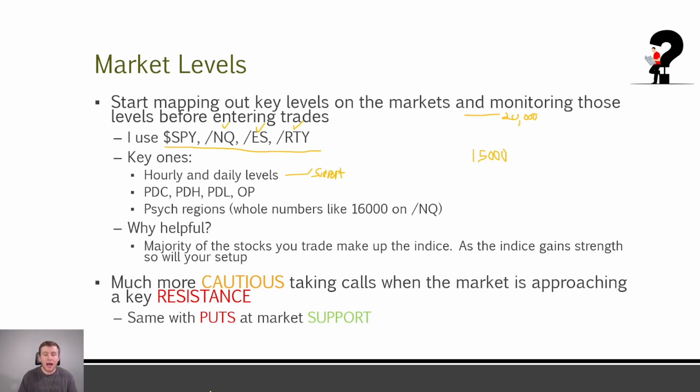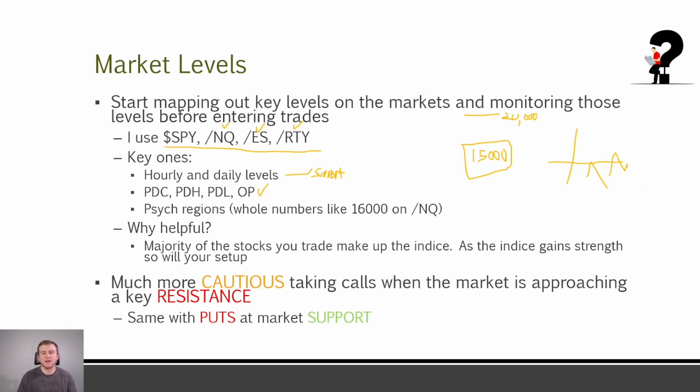The main ones that I would highly recommend using: prior day close, prior day high, prior day low, and then the opening print. Especially on futures, you'll notice that opening print is a huge level that often holds as support below or resistance above. Another one to think of other than hourly and daily support and resistance levels are those psych regions. So if the NASDAQ is coming into 16,000, for example, or 15,000 in this case right here, it's more than likely going to at least see an initial rejection. The chances of it just coming up to a whole psych region like that and going straight through are less likely than it is to do something like this or do something like this.